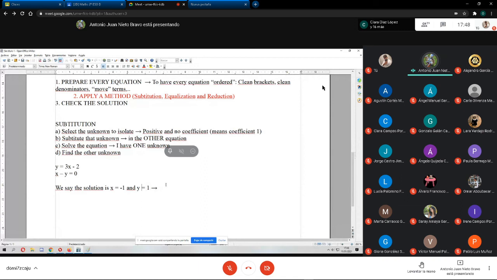En la primera ecuación compruebo que vale. Y 1 es igual a 3 por 1 menos 2. Sí, porque 1 es igual a 3 menos 2. ¿Vale? Y que 1 menos 1 es igual a 0. Comprobada, está bien, todos felices. ¿Preguntas? ¿Se entiende? ¿No? ¿Dudas?